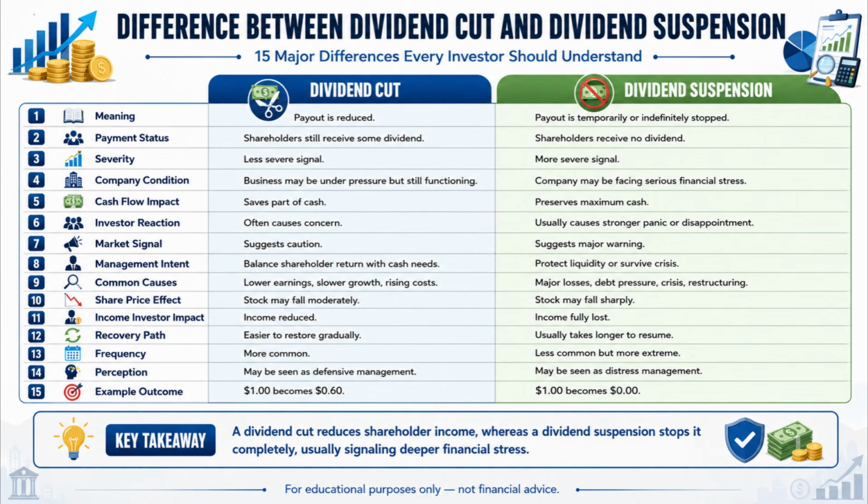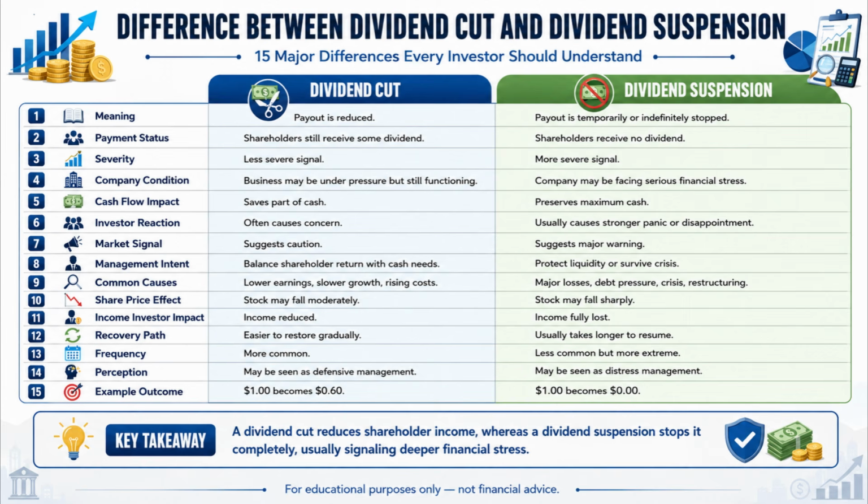Number 10. A dividend cut may cause the share price to fall moderately, whereas a dividend suspension may cause the share price to fall more sharply. Number 11. For income investors, a dividend cut reduces income, whereas a dividend suspension removes that income completely. Number 12. A dividend cut is usually easier to reverse gradually, whereas a dividend suspension often takes longer before payments resume.